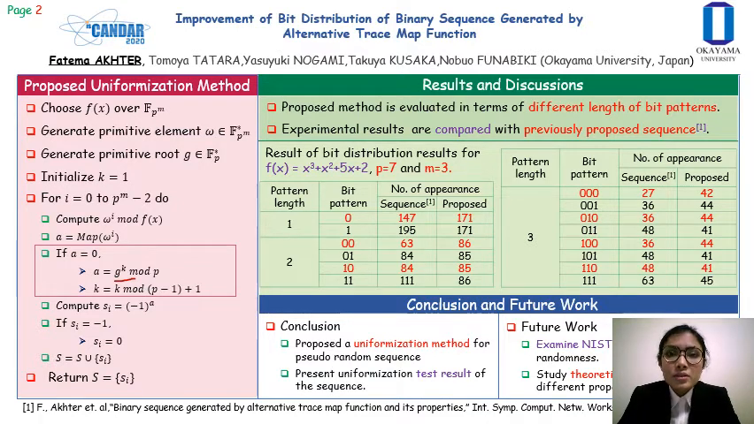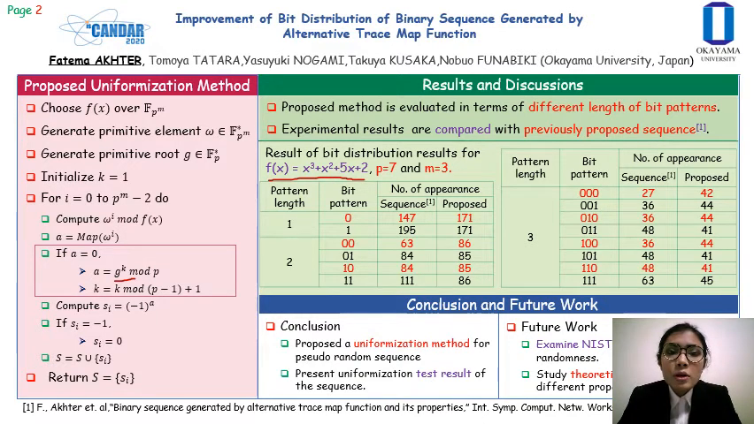Now I am going to discuss the result. The proposed method is evaluated in terms of different lengths of bit patterns, and results are compared with our previous sequence. The result of bit distribution is considered on a sequence generated on P7M3 and this polynomial.